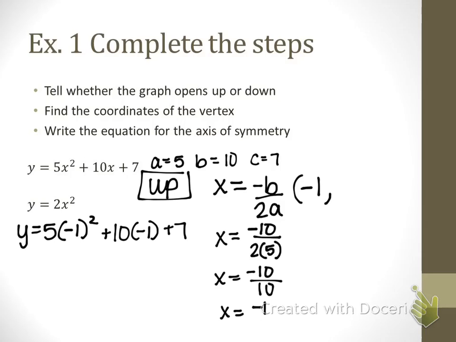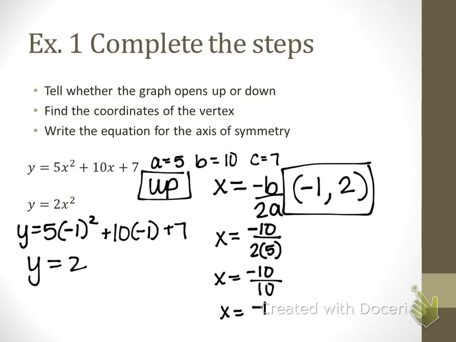All right, does anybody have what y equals? 2, very good, okay? So I know that y is equal to 2. So I plug that into my vertex. All right, and now I have the second part. Now the third part of this is they say, write the equation for the axis of symmetry.